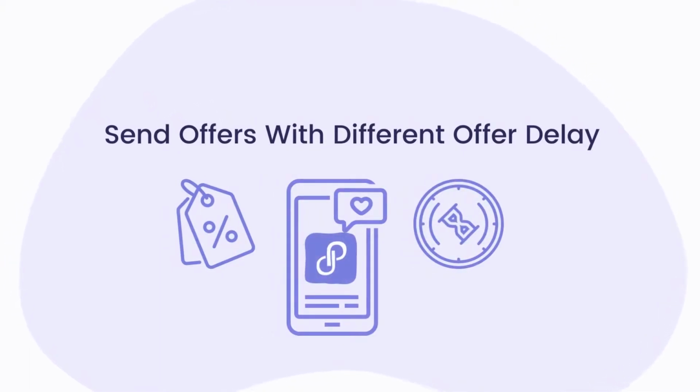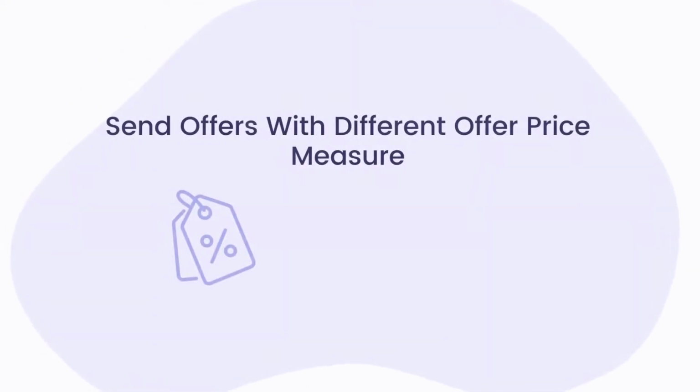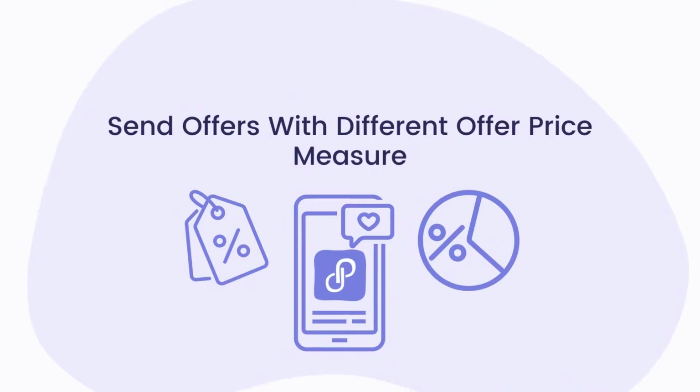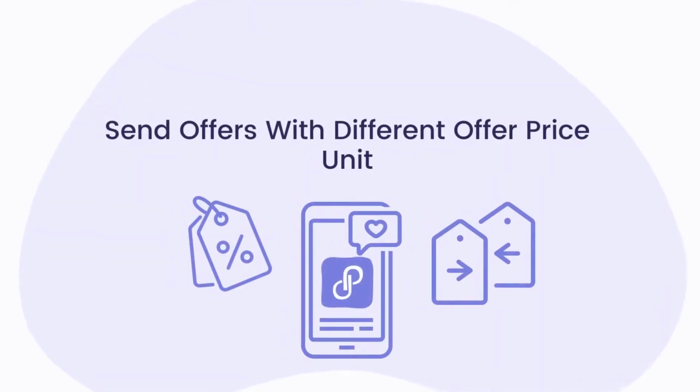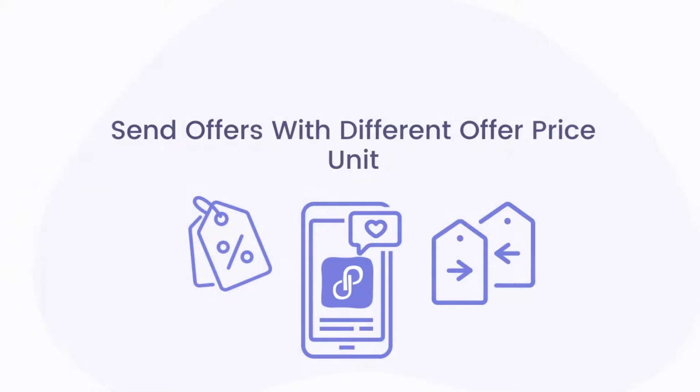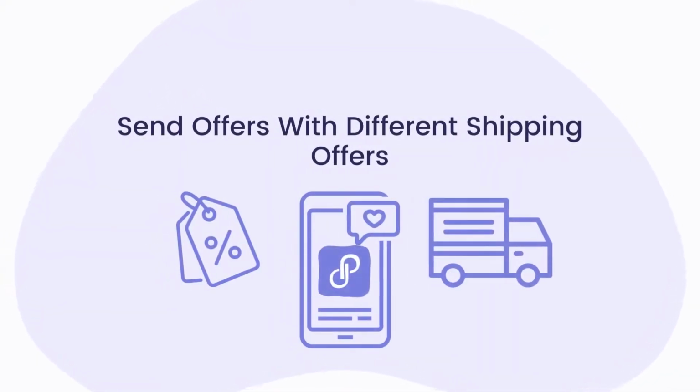You can adjust the offer delay to your liking, so offers are sent automatically after a certain period of time after someone likes your item. You can select the offer price measure to be a percentage or amount, so the offer price is automatically calculated according to your preference. You can customize the offer price unit, so the price of your item is dropped by your preference when sending the offer automatically. You can select the shipping offer to be original shipping cost, $5.95, $4.99, or free, so the shipping detail of the offer is automatically set according to your preference.